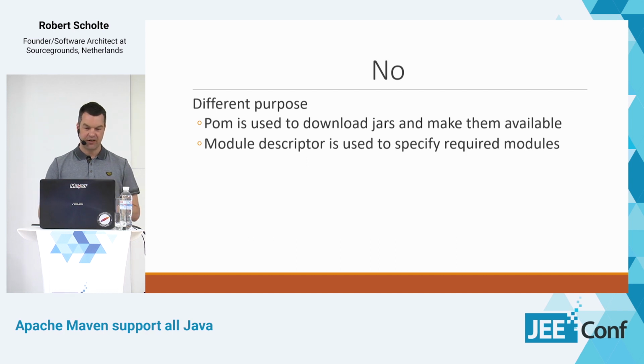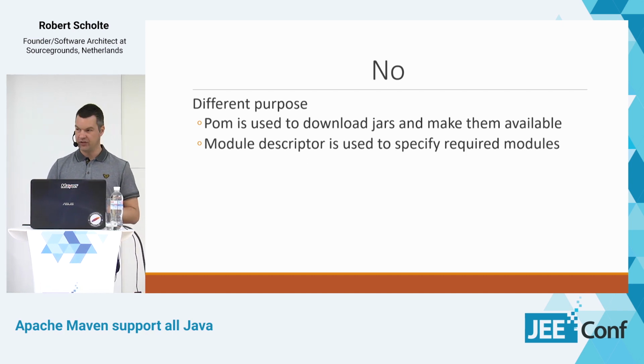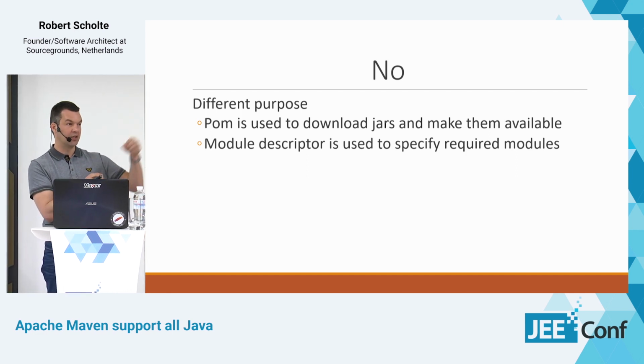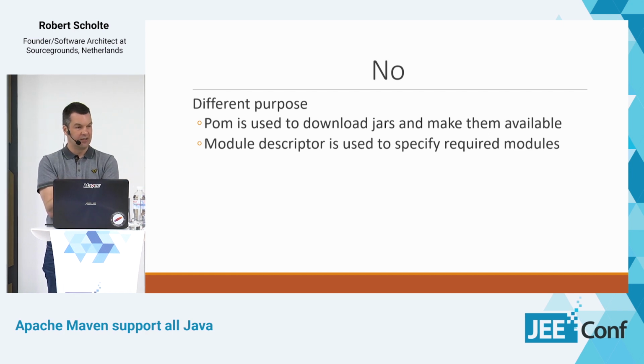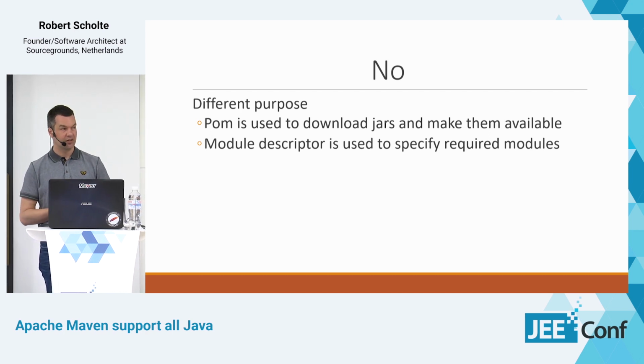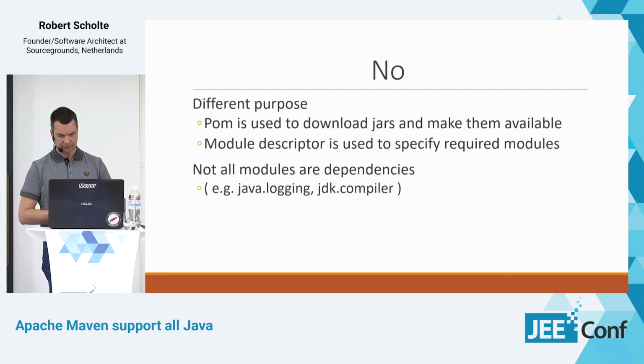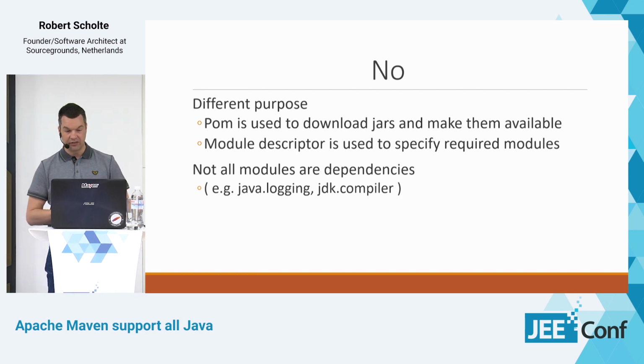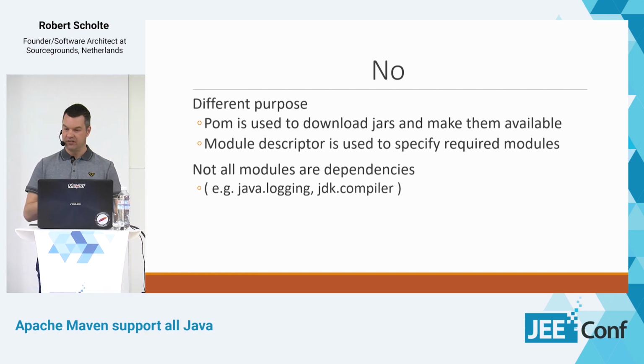One of the reasons is that there are different purposes. The POM file is used to download the jar files. So you have this coordinate to a specific jar file, it will download it, and it will be added to the class path for you automatically. The module descriptor is about ensuring that everything is available on the module path. So the purpose is completely different. Also, not all modules are available as dependencies because they are part of the JDK itself. So think about Java logging or the JDK compiler. You cannot translate it into a dependency.